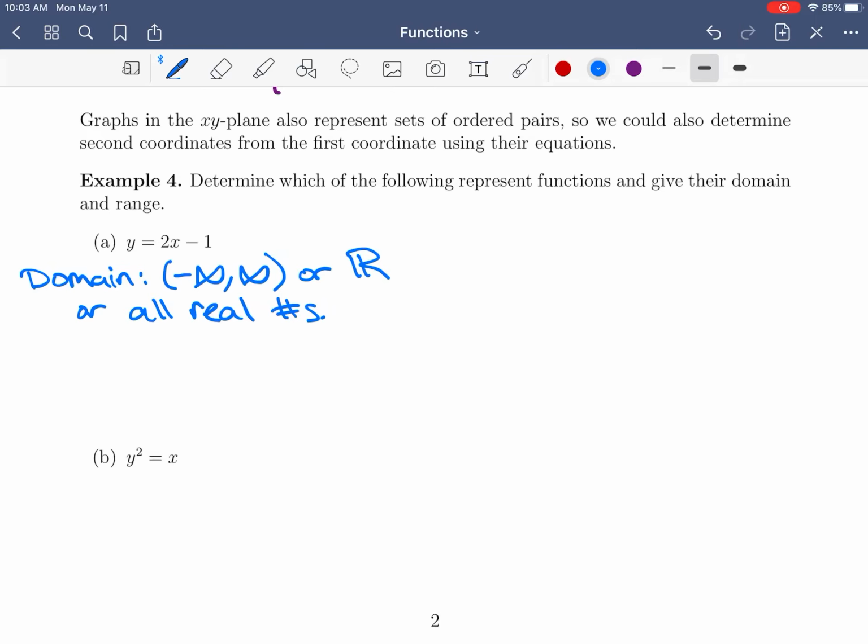Now, the range is a little bit harder, so sometimes it helps to draw it. In fact, we should probably know what this one looks like, but we will graph these in more detail later in the course. So here's my coordinate plane. This is a straight line. It goes through -1 and it has a slope of 2. Okay, so this is what it looks like.